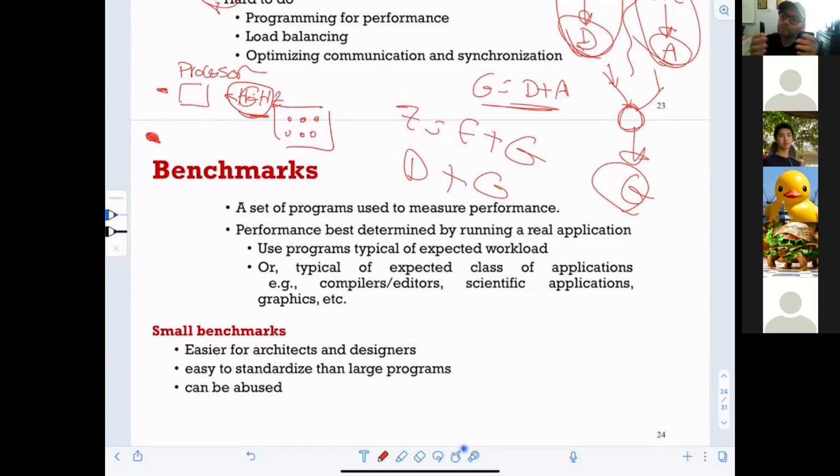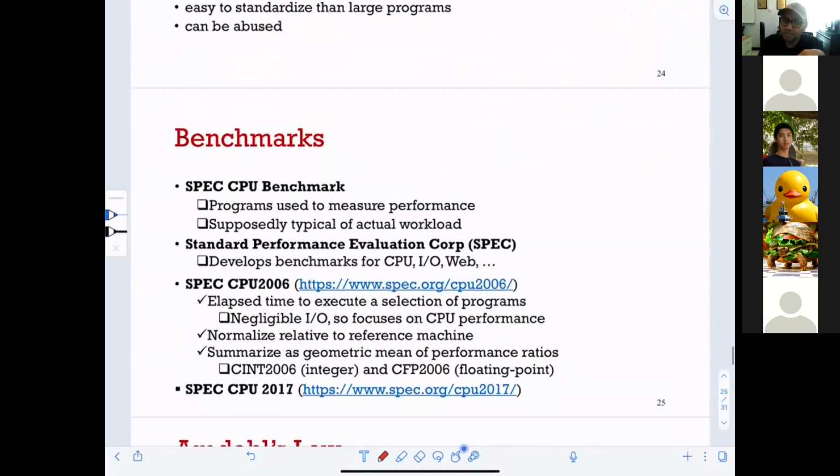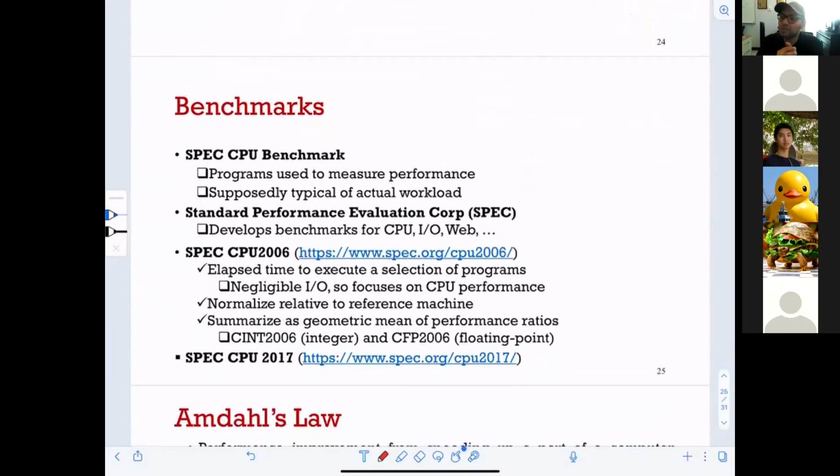This is called a small benchmark, but it can be misused because you can run it in a different compiler in a different computer and say, oh look, this computer is slow, without taking into consideration actually the compiler of this program is different than the one in your other platform. So that's why small benchmarks are easier for architects and designers to evaluate fast. Easy to standardize the larger program like image processing and video processing, but it can be abused and misused. Make sense?